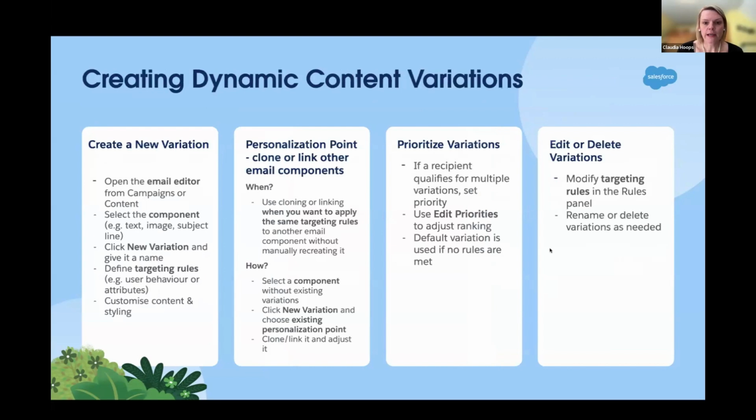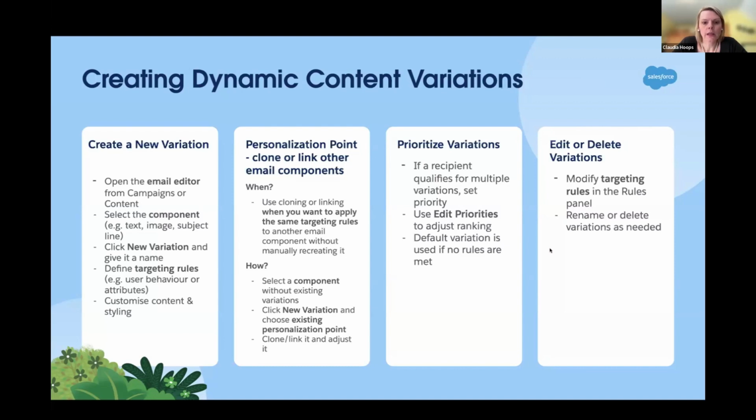Okay, in terms of creating dynamic content variations, to start creating a new variation, you can go into the email editor from the campaigns or content tab. You select the component like the text, the image, or the subject line. Then there's a top right, we go in a demo shortly, a new variation. You can give that a name. You define then your targeting rule, like your user behavior or your attributes.